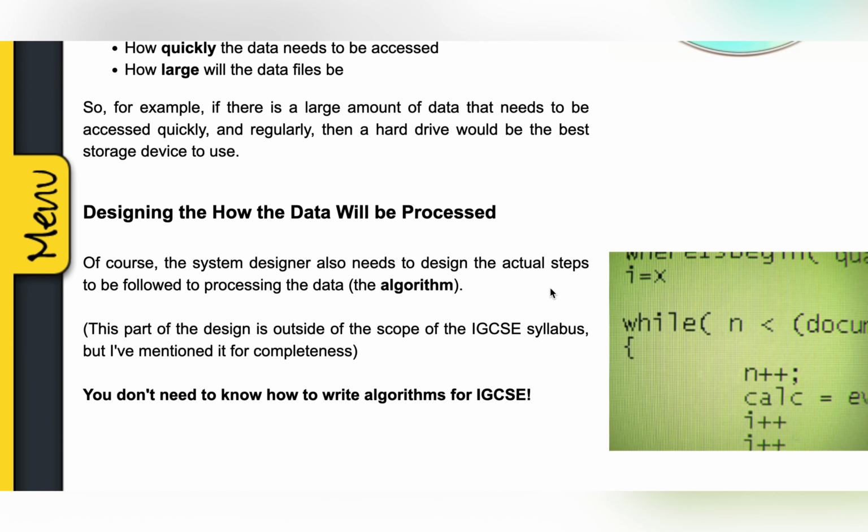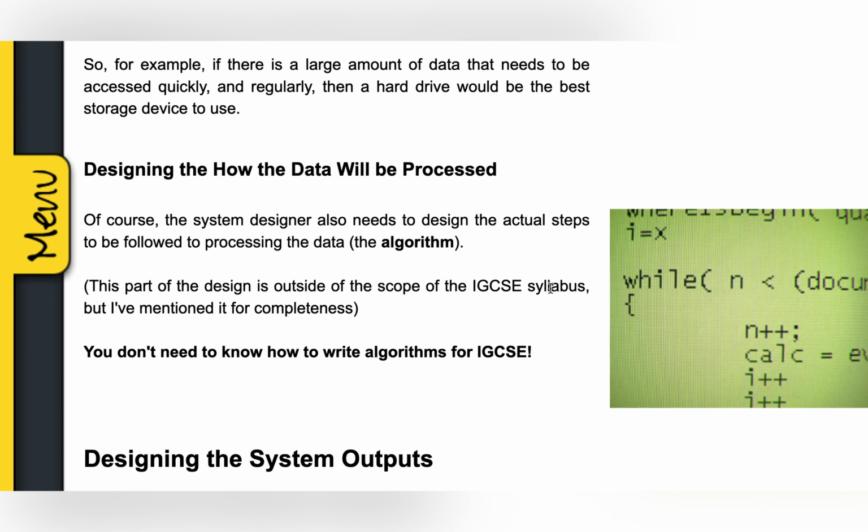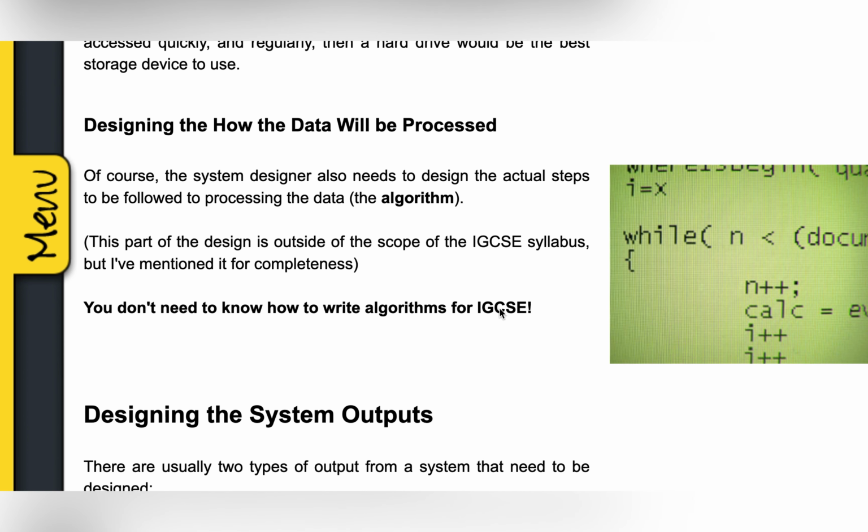Then after that, designing how the data will be processed. You have to design how the data will be processed, the type of algorithm. Of course, the system designer needs to design the actual steps to be followed in processing the data. That's the algorithm. The actual steps, the flow chart, the algorithm.